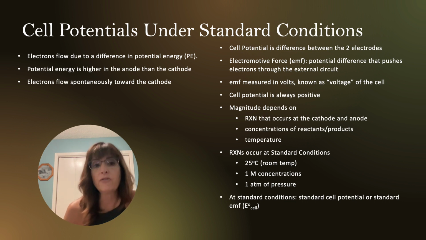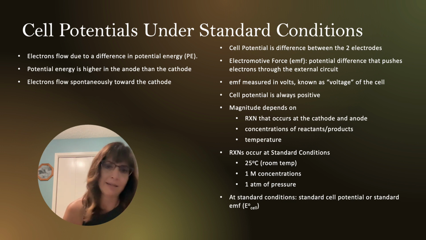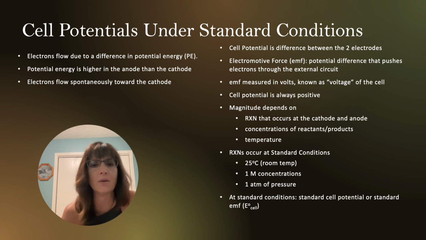Well, the electrons flow because there's a difference in potential energy. There's a higher potential energy in the anode than the cathode, and so the electrons flow spontaneously toward the cathode. A cell potential is a difference between the two electrodes. So if you had zinc in zinc solution and zinc in zinc solution, there's no difference, so electrons aren't going to flow.